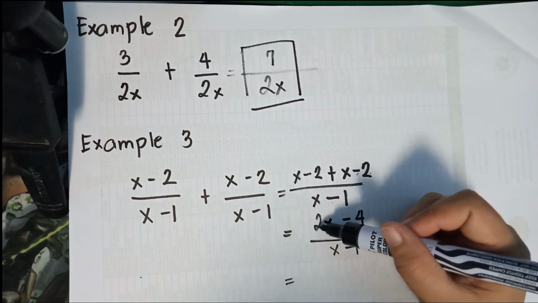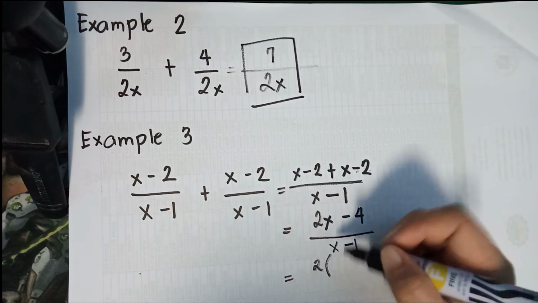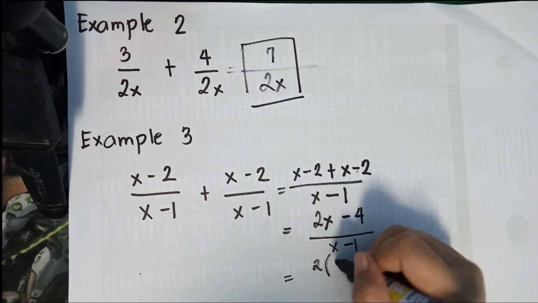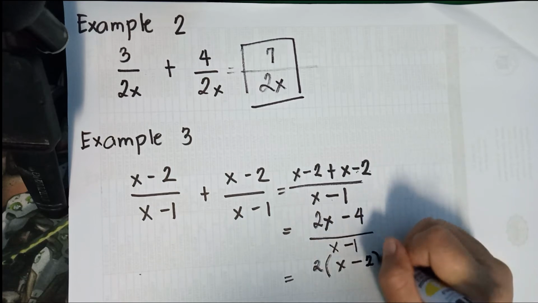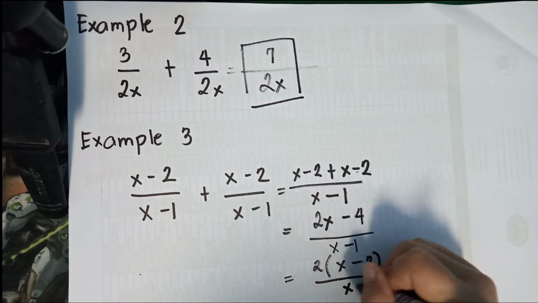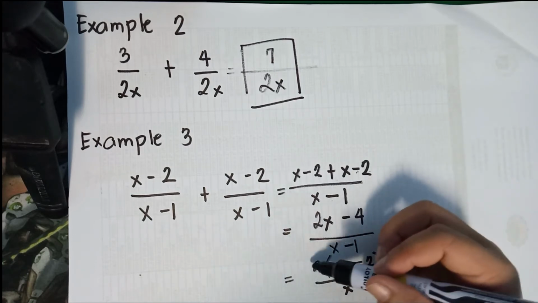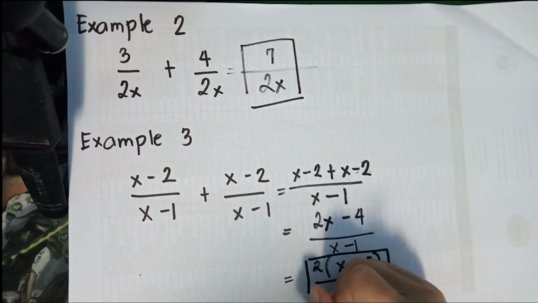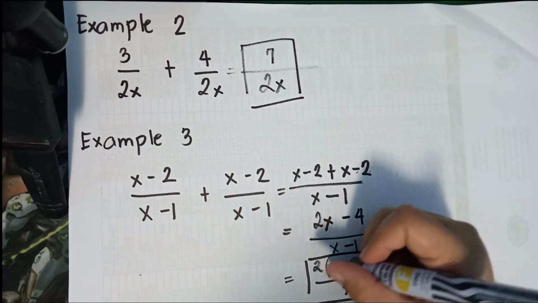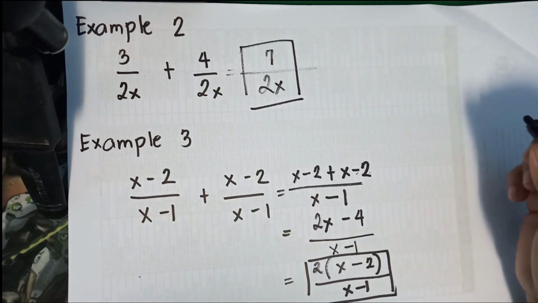There is a common factor between 2 and 4, which is 2. Next, 2x divided by 2, that is x, minus 4 divided by 2, that is 2, over x minus 1. But since there is no common factor between the numerator and denominator, then our final answer is 2 quantity x minus 2 over x minus 1.